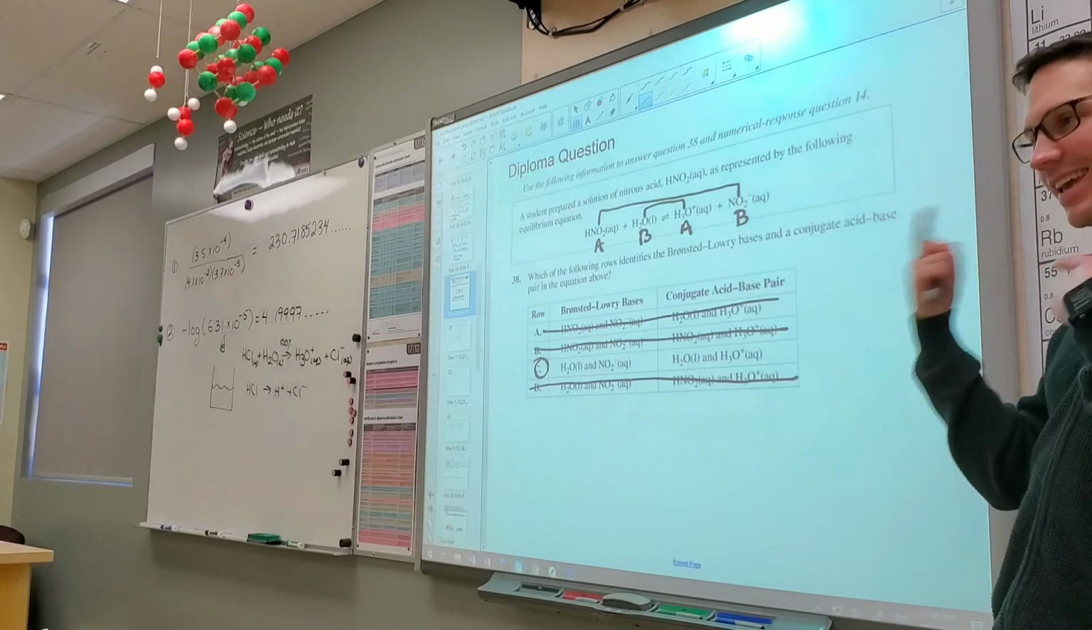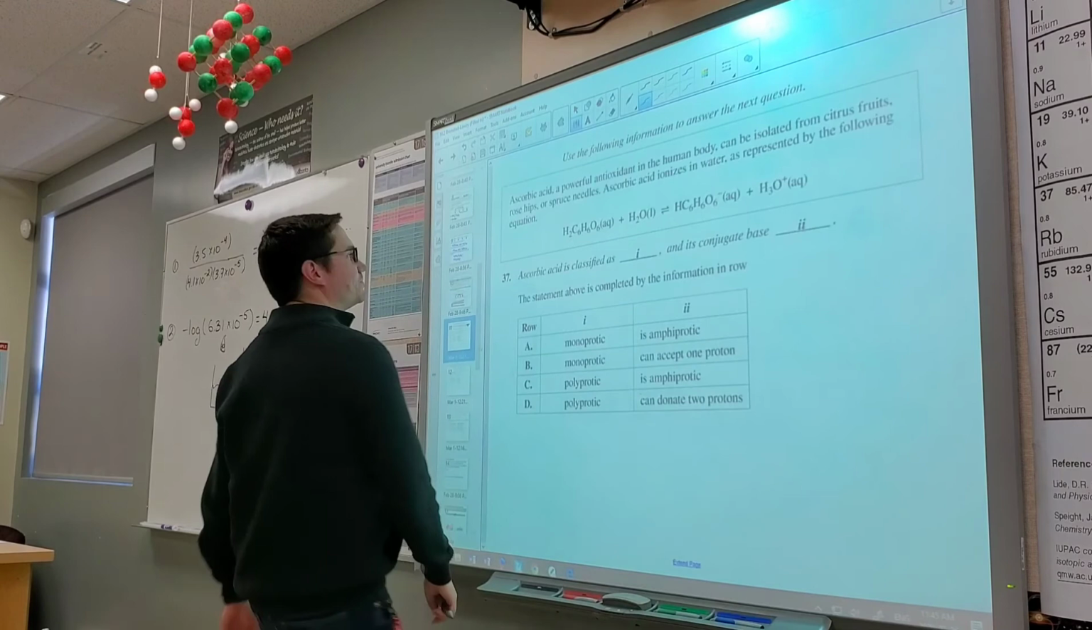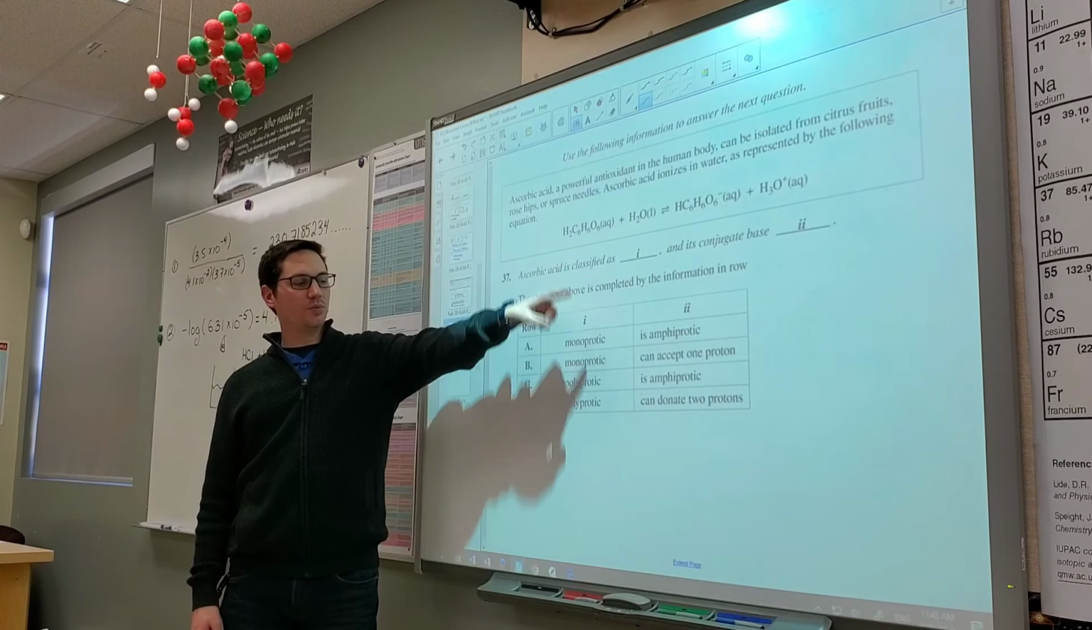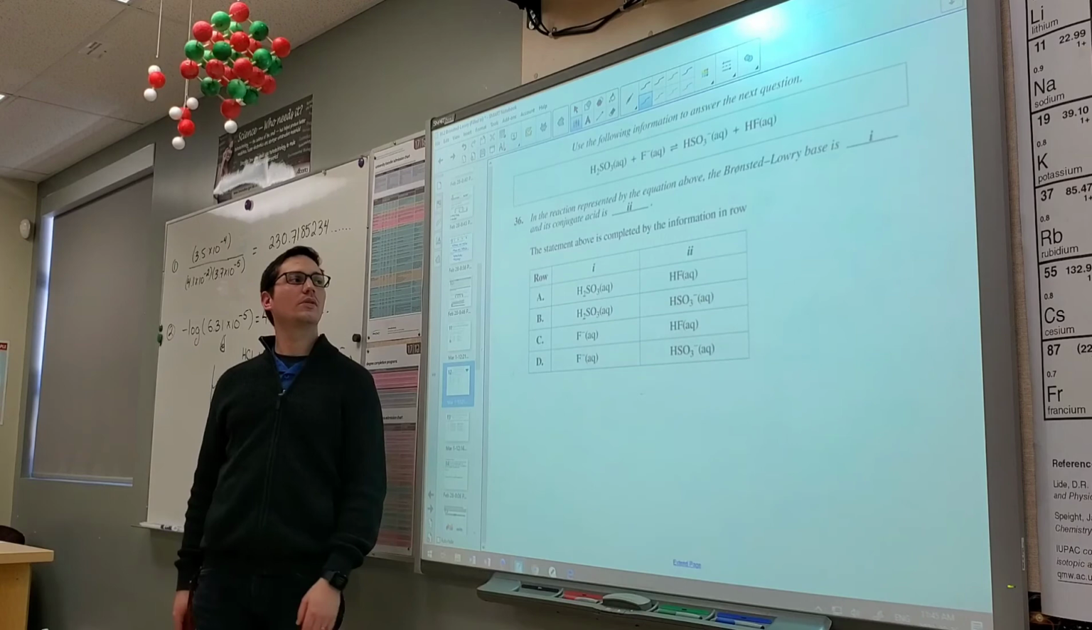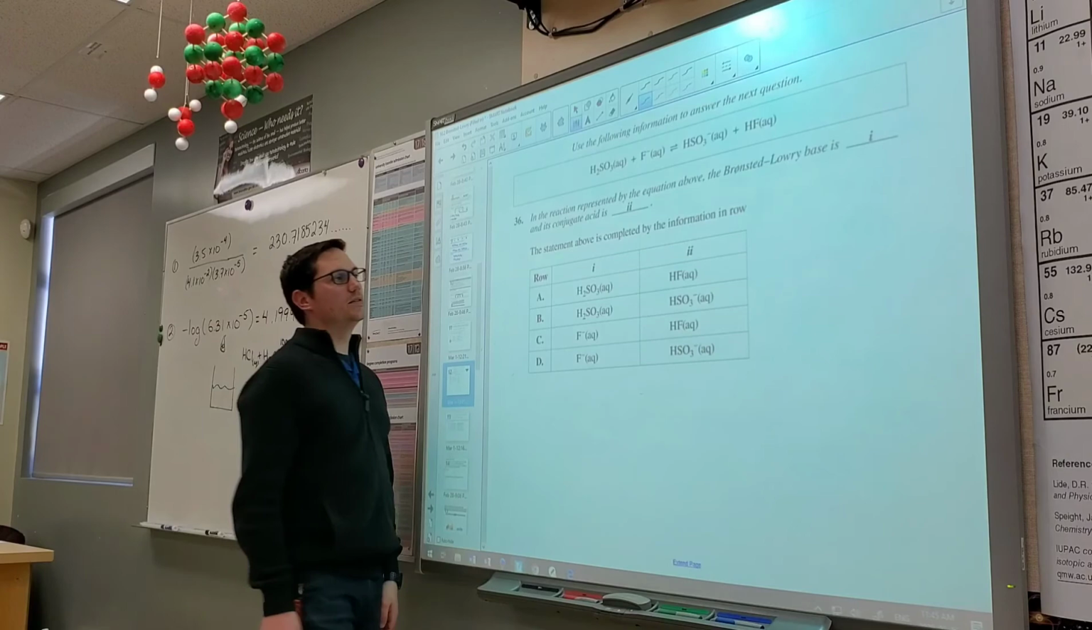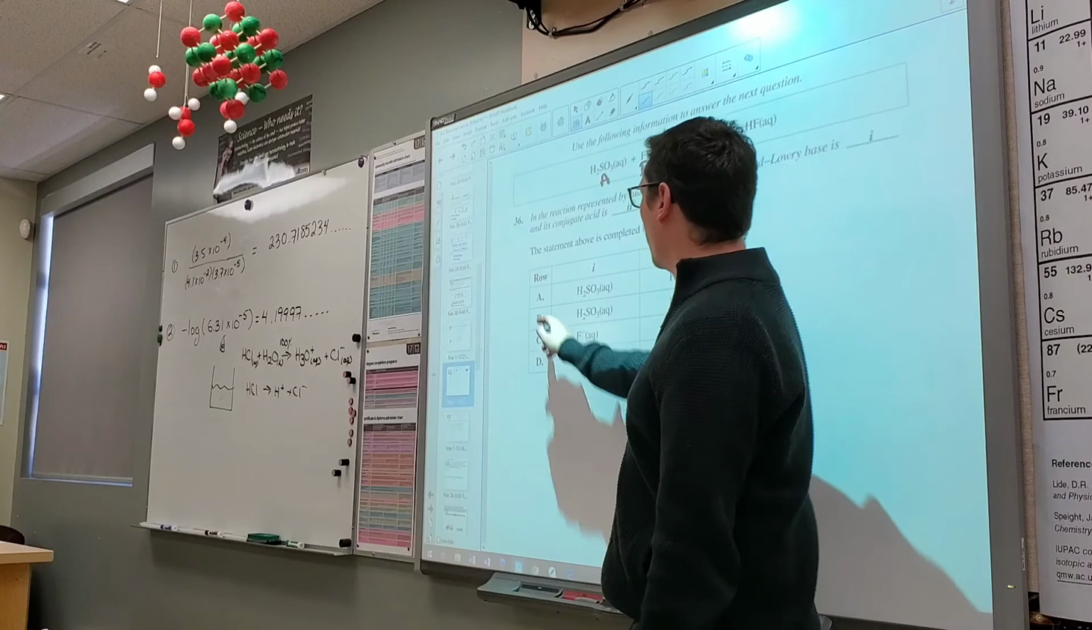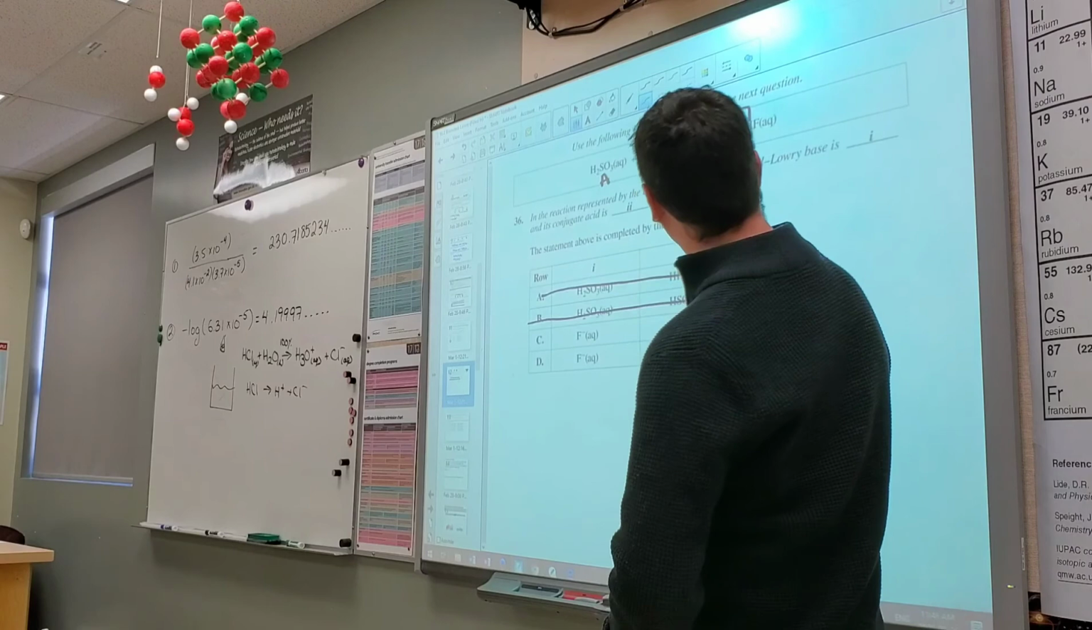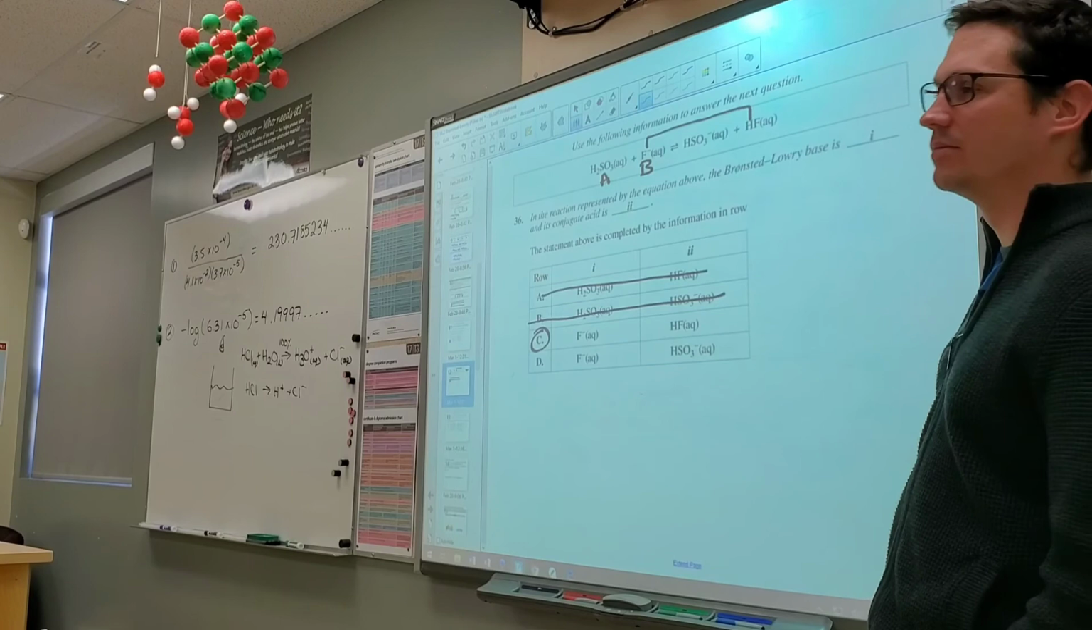All right, perfect. Ascorbic acid, we already did that. Ascorbic acid is polyprotic, and it can donate 2 protons if it wanted to. In the reaction represented by the equation above, the Bronsted-Lowry base is, so this is acting as an acid and a base. So the base is fluoride, get rid of those two, and its conjugate is HF.